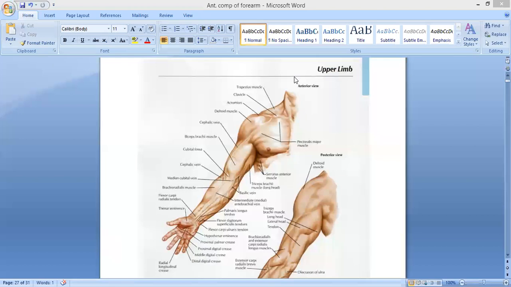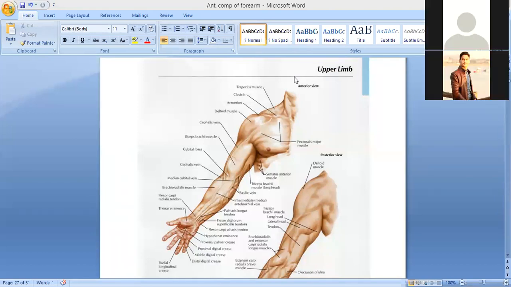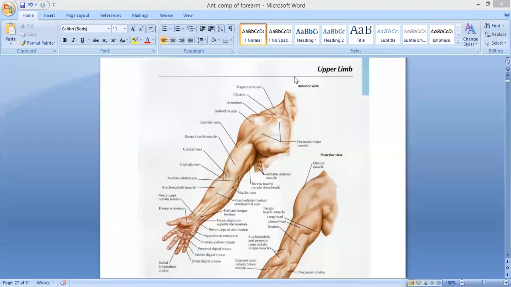Sir, what do you mean by forearm? Sir, the elbow joint to the wrist joint, I think, is called the forearm. So it can be defined as the region of the upper limb that extends between the elbow and the wrist. It is also called the antebrachium, right?